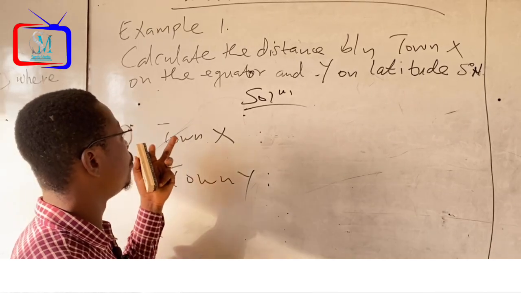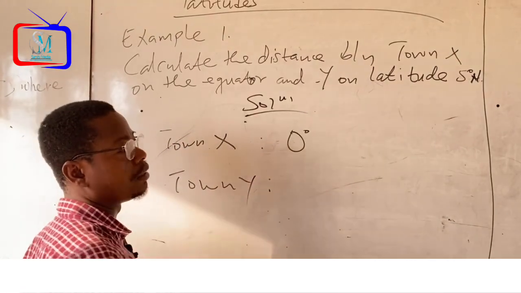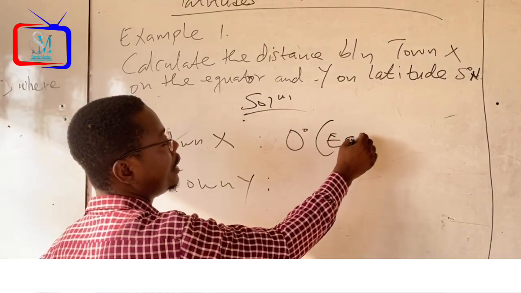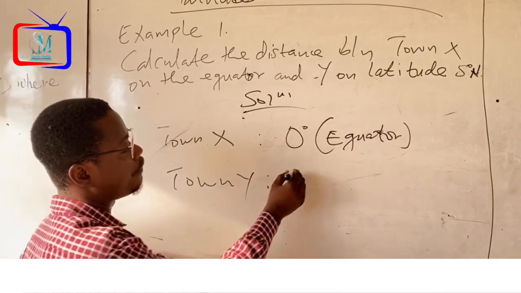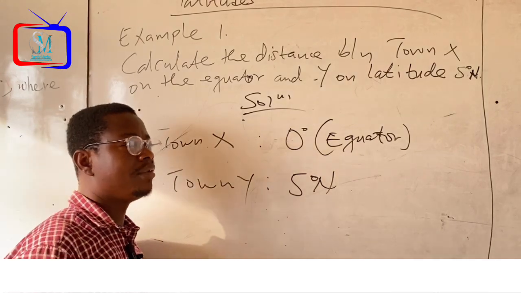Now, what is the latitudinal position of town X? It is 0 degrees, which is the same as on the equator. Then town Y is 5 degrees north.